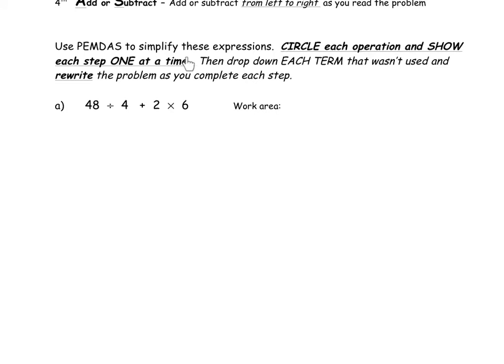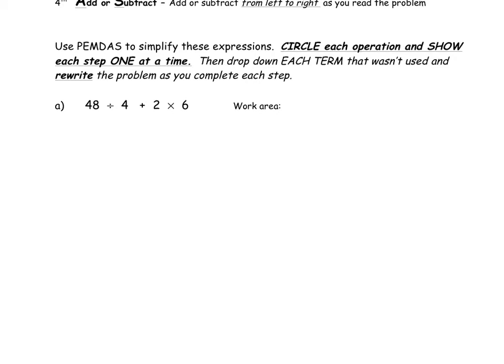Use PEMDAS to simplify these expressions. Circle each operation and show each step one at a time. Then drop down each term that wasn't used and rewrite the problem as you complete each step. And each term means each number. We're going to drop down what we didn't use along with an operation that we didn't use. You're going to notice there's a work area. We never want to show our work within the problem. We just want to drop down the results, or rather the leftover numbers. So this is our work area.